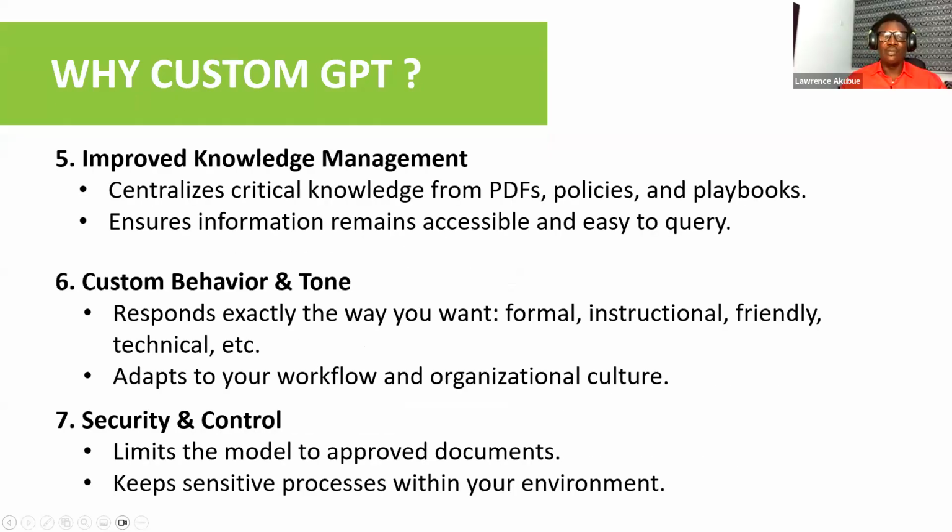So number 5, improve knowledge management. Centralized. If you are a head of department, you see now, you people are beginning to realize that this is not really about AI. It's about you as a person thinking outside the box, realizing the potentials, the capabilities of AI, and knowing what you can use it to do. Nobody's going to teach you this one.